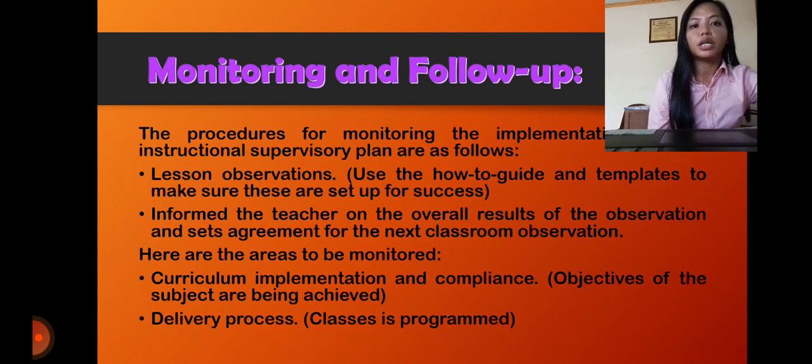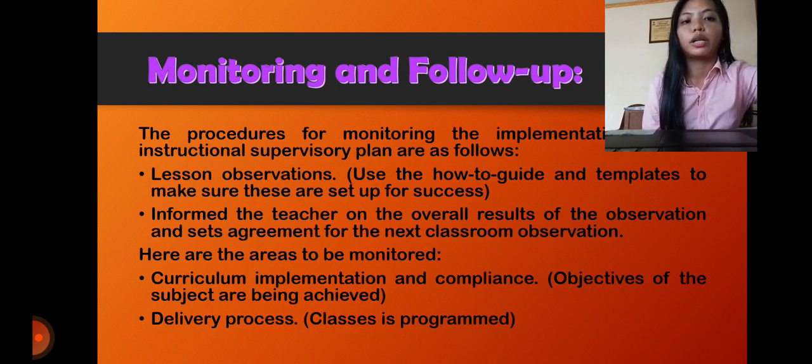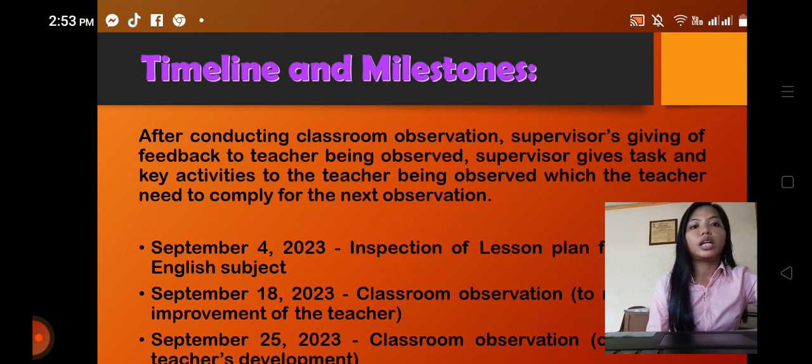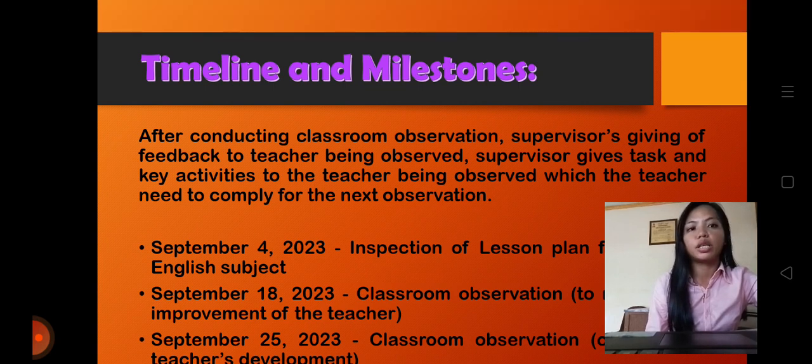Then, delivery process, the classes is programmed. Then, timeline and milestones. So after conducting a classroom observation, supervisors should give feedback to the teachers being observed. Then the supervisor gives tasks and key activities to the teacher being observed, which the teacher needs to comply with for the next observation.